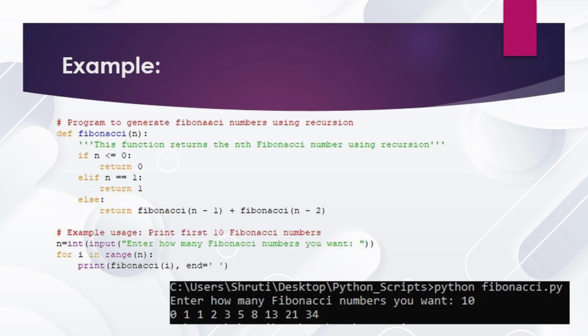The user is prompted to enter how many Fibonacci numbers they want. A for loop is then used to print that many Fibonacci numbers starting from 0. When the user gives input as 10, the program prints the first 10 Fibonacci numbers starting from 0.